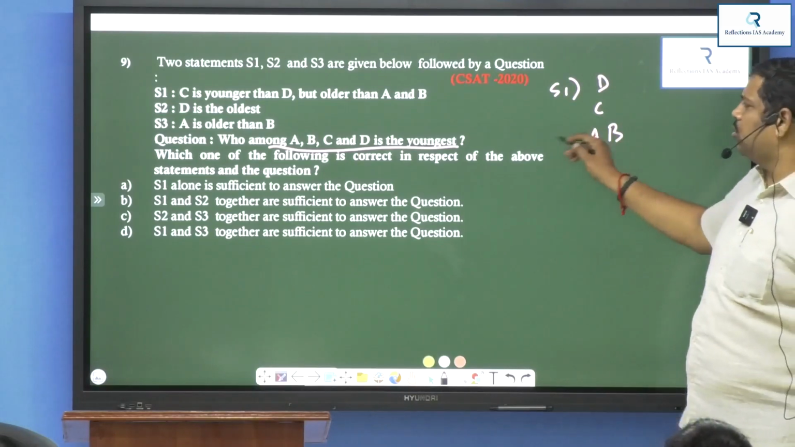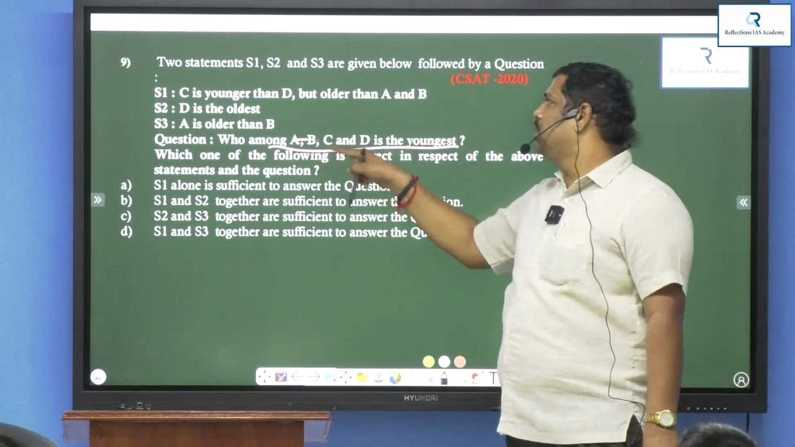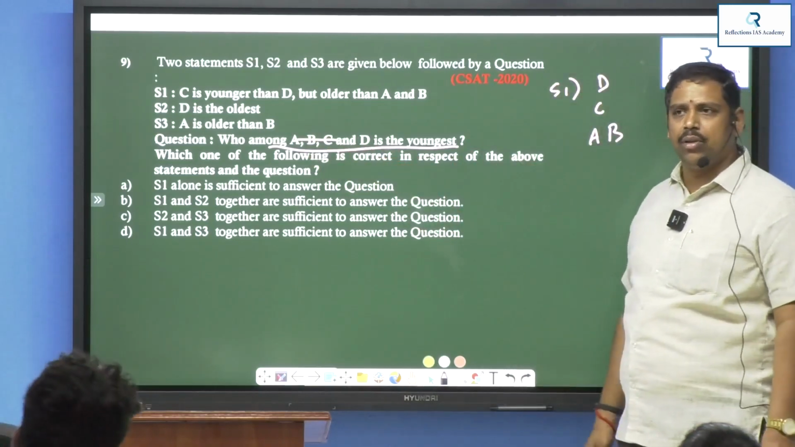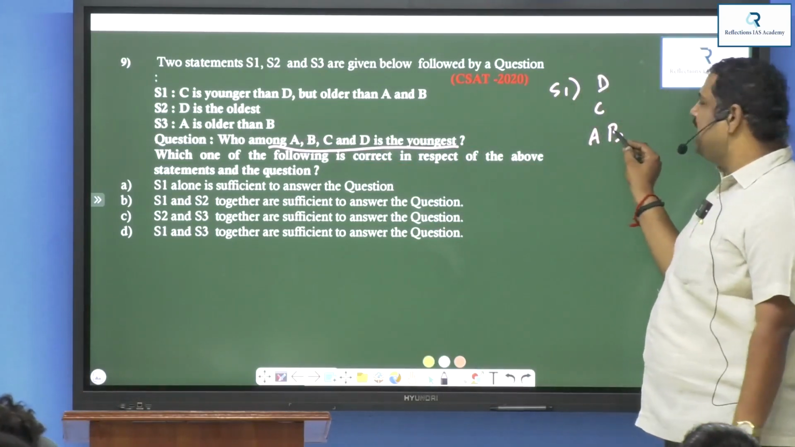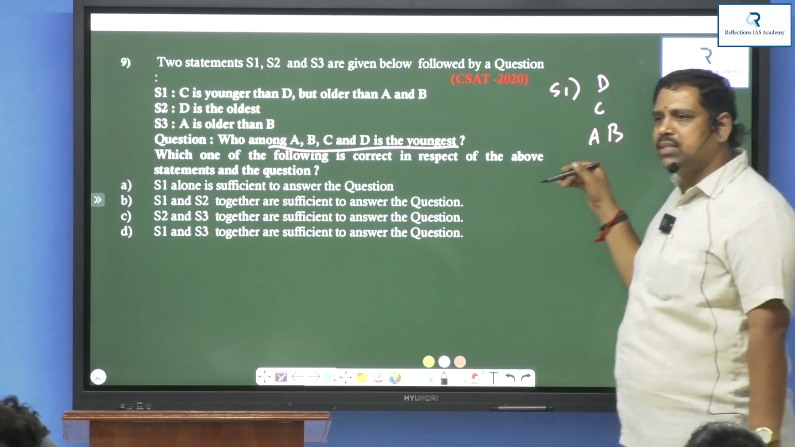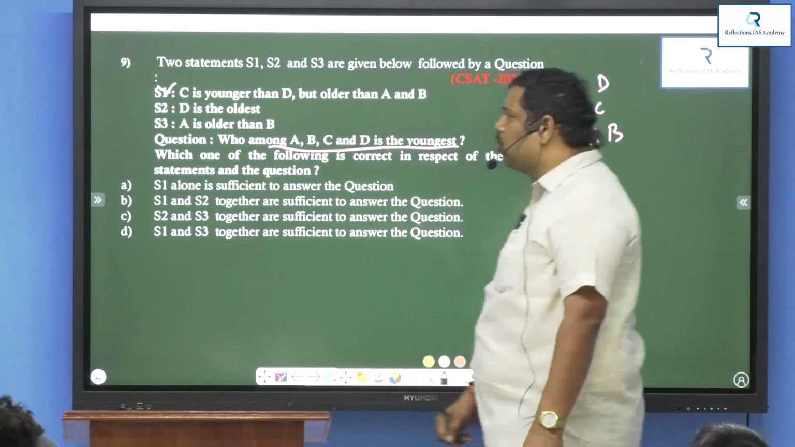Now tell me here, total A, B, C, D. A and B and C are not eldest. D is the eldest. Yes or no? But who is the youngest I am unable to say, because between A and B, I don't know who is younger, who is elder. Yes or no? S1 alone is sufficient or not sufficient? Not sufficient. Go to the S2.